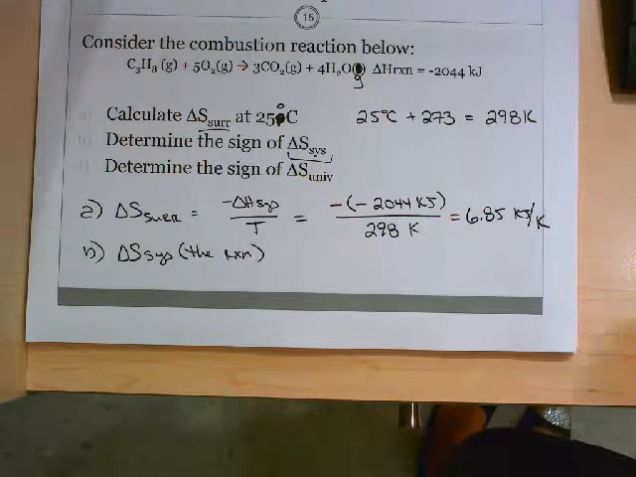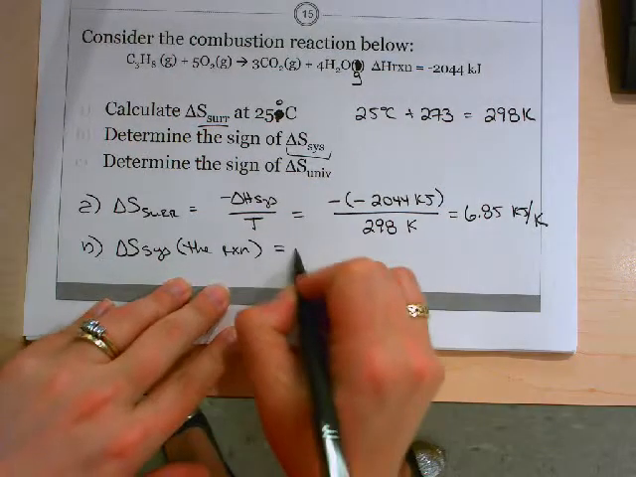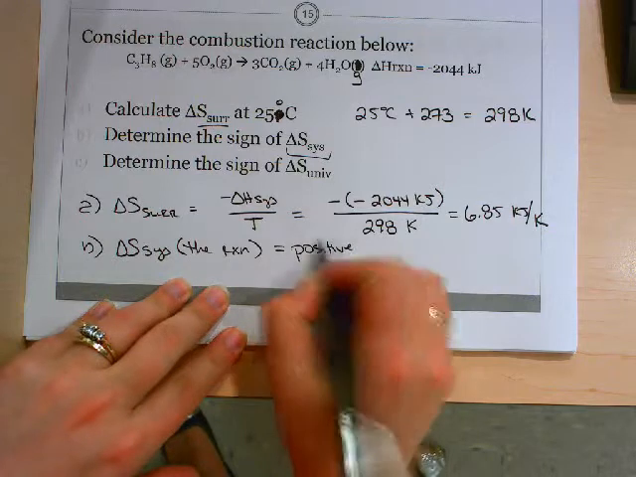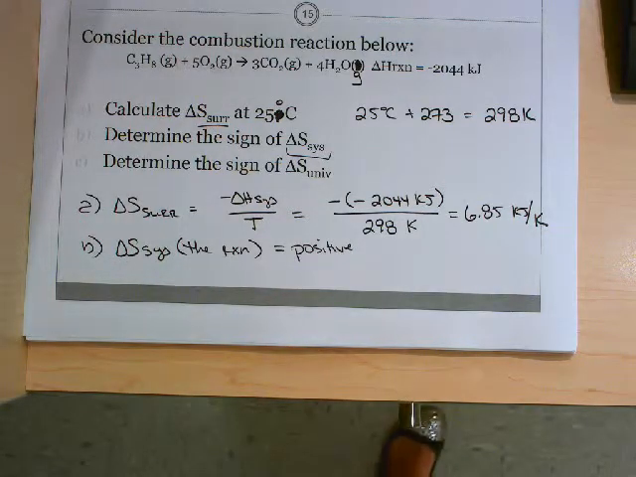Alright, how many moles of gas total are reactants? 6. How many moles of gas total do I get out of it? Is that increasing or decreasing entropy? It is increasing, right? I had 6 slots and now I have 7 slots. So I've increased the entropy. What is the sign of increasing entropy? That's it, positive.